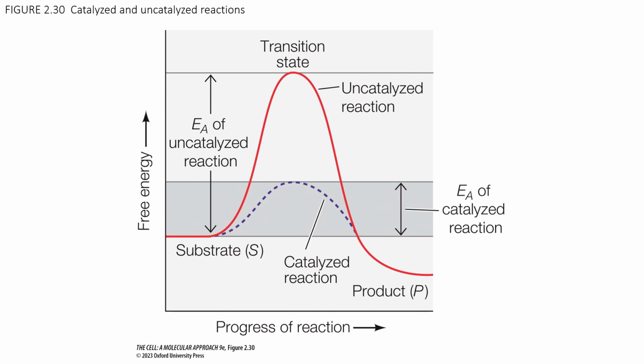Now, the thing to look for is that your starting free energy level at the substrate and the product is going to be independent of whether the reaction is catalyzed or uncatalyzed. So again, the net free energy change from substrate to product, in this case, will be exergonic. So free energy will be released, and that will remain the same. It doesn't matter whether the reaction is catalyzed or not. The net energy at the end of this particular reaction is going to remain the same.